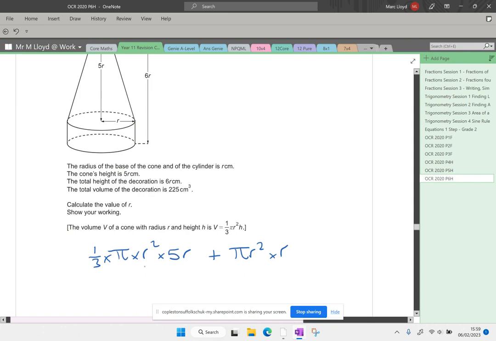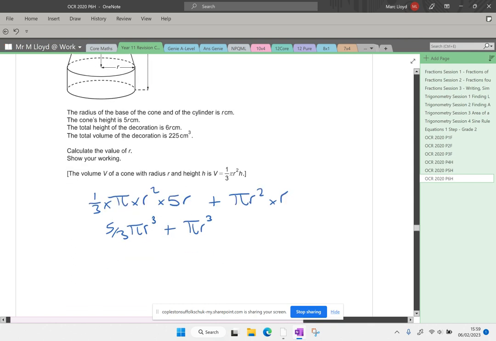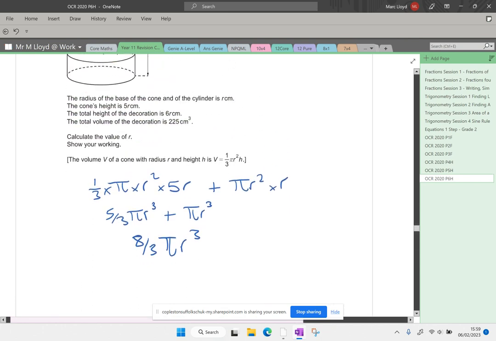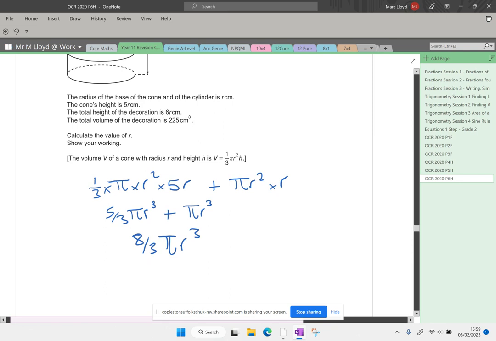Let's simplify this bit. So on the left-hand side, 5 thirds, because that's what 5 times by 1/3 is. 5 thirds pi r cubed, and this is going to turn out nicely, plus pi r cubed. So that then makes 8 thirds pi r cubed. So show all the working. Scrolling down. Does it want it in terms of pi? Am I going to get away with that? Don't think I will. No, it's not, because it says solve the question. That's now going to be equal to 225.